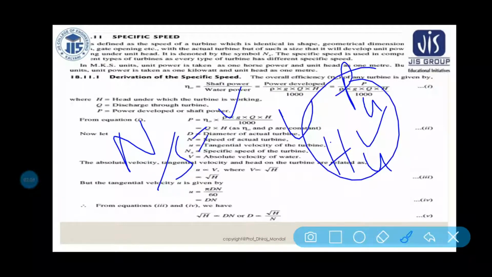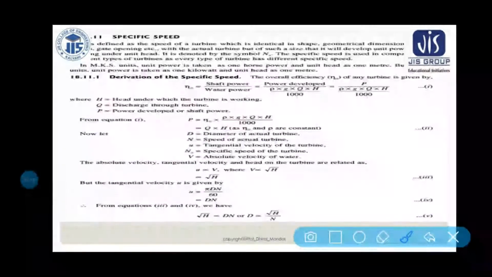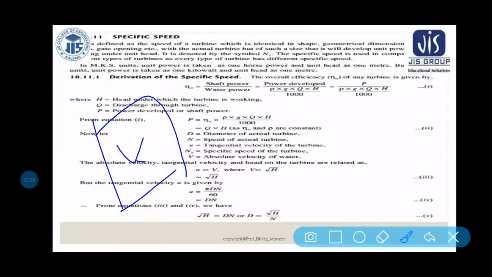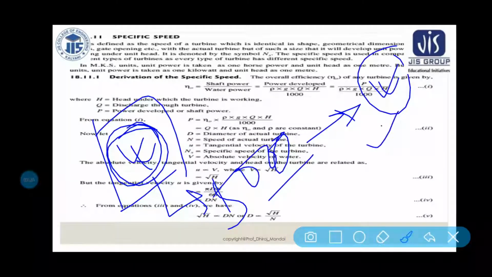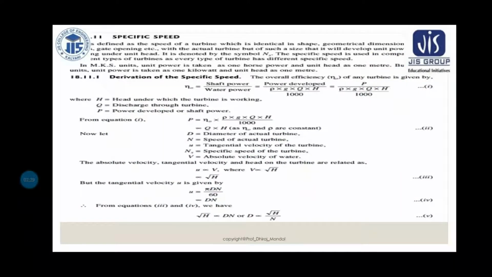First of all you develop a small turbine, and if you calculate the specific speed and, let us consider, it is 500, then you may manufacture that turbine on a large scale. You will get the same specific speed, and the same efficiency will be delivered by the turbine. So it is basically used for design purposes. Clear?